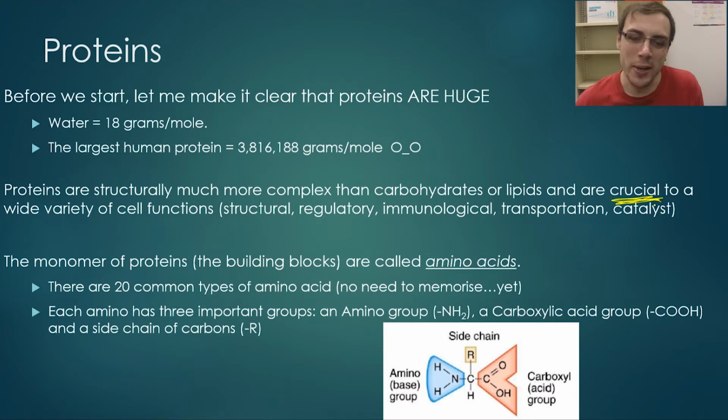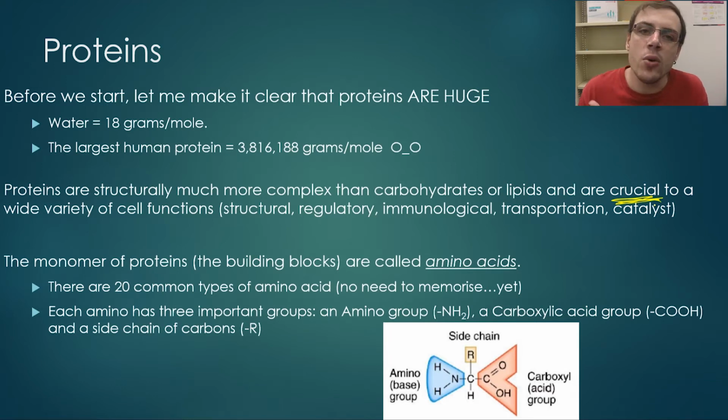We see it everywhere. Now, the monomer of a protein, or the individual little subunit of a protein, is called an amino acid. Okay? Now, there are 20 different types of amino acid out there, so please do not worry about memorizing it. For a lot of you, you will have to do that next year. So don't worry about memorizing all 20 of the amino acids and their structures and everything like that. That's not important. What we want you to do is just remember that amino acids are a monomer for proteins.